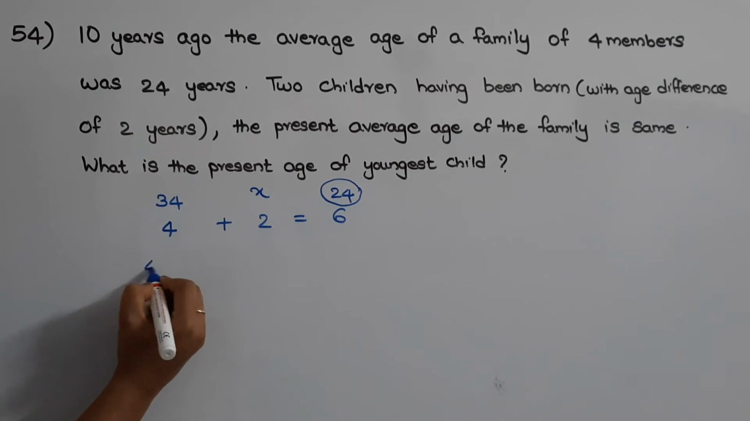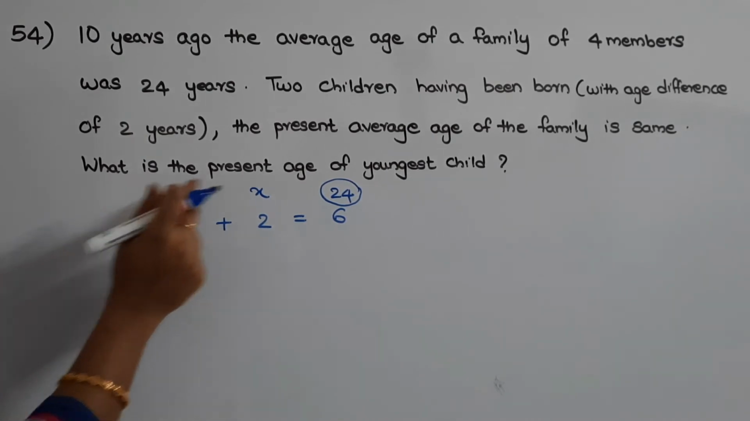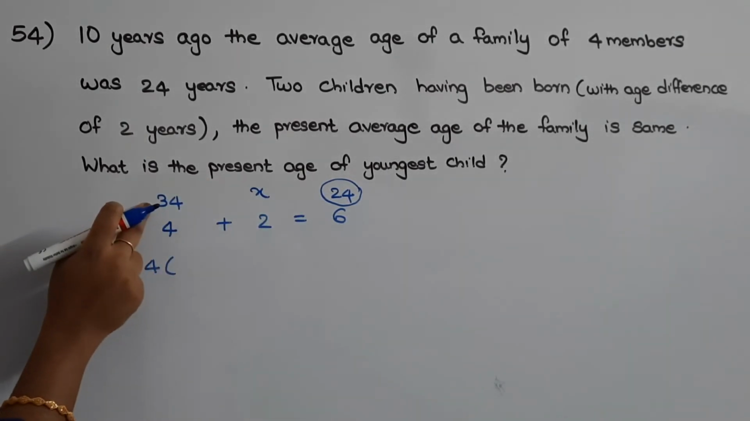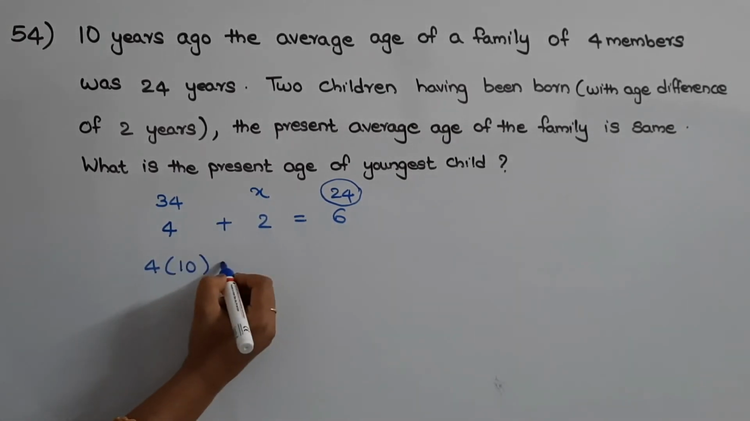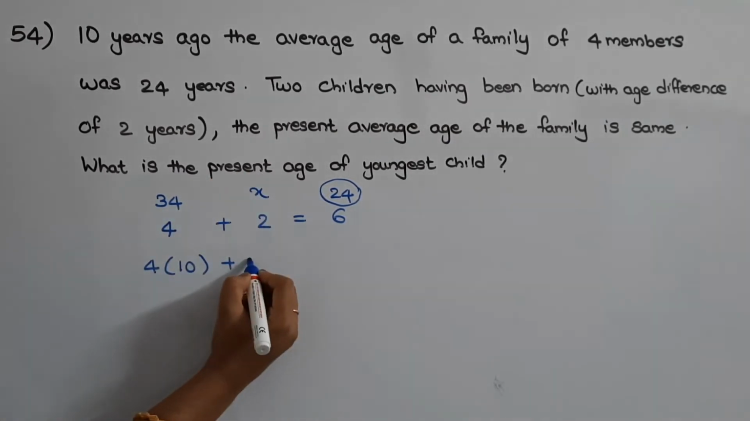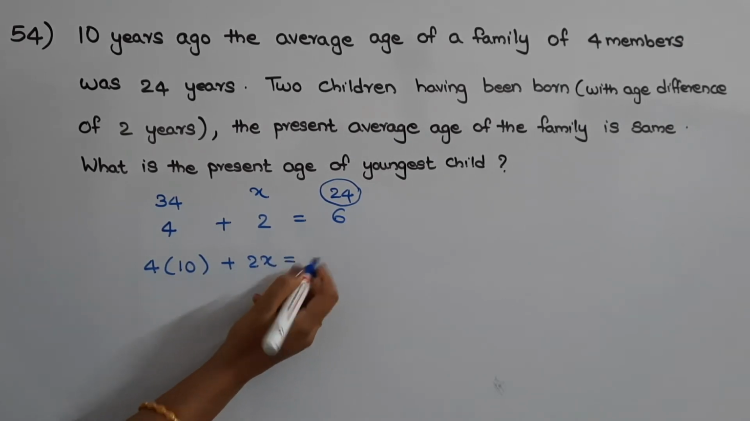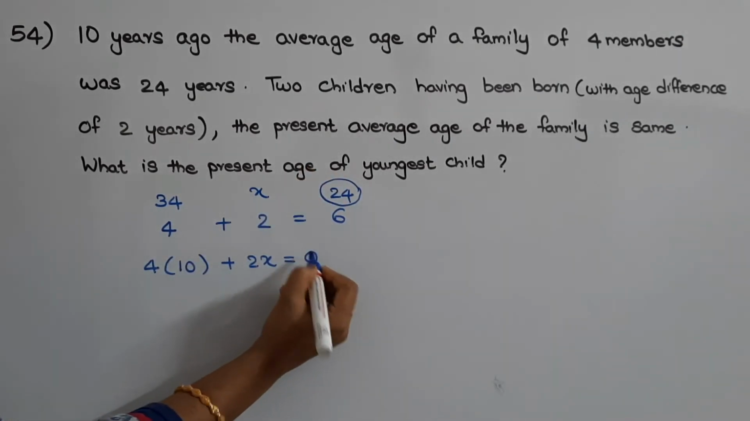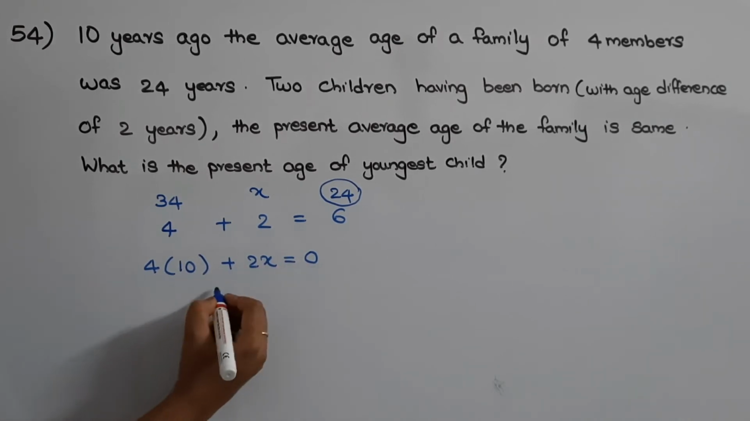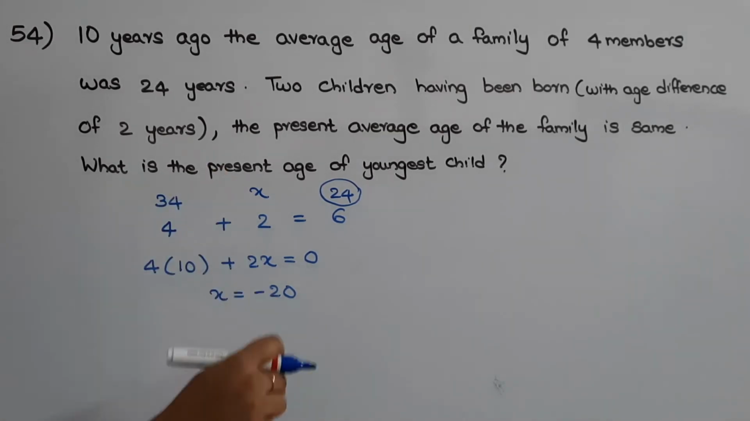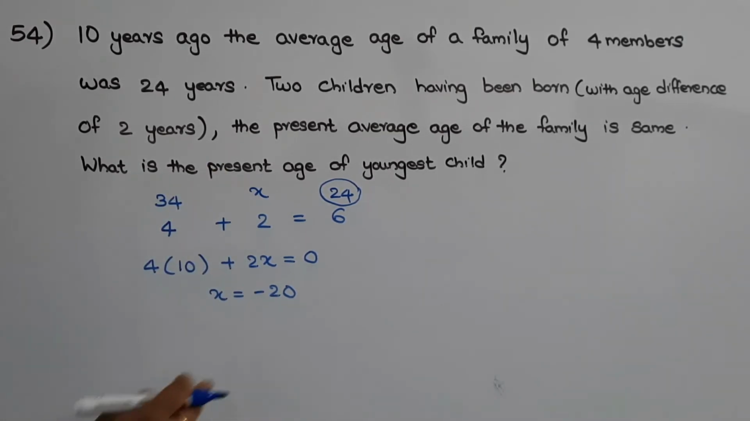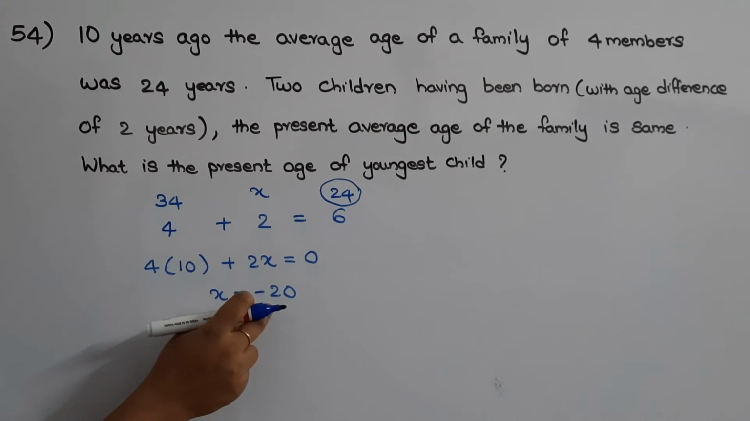Multiply this 4 by the difference between its average and the reference average, that is 34 minus 24, that is 10, plus 2 into x, that is equal to, this is the reference part, so this part will become 0. Now on solving this, you will get the x value as minus 20. This minus sign refers to the decrease in average. Now the decrease in average is 20.